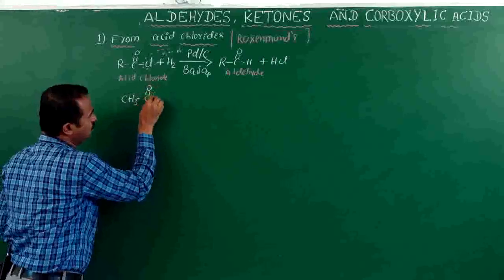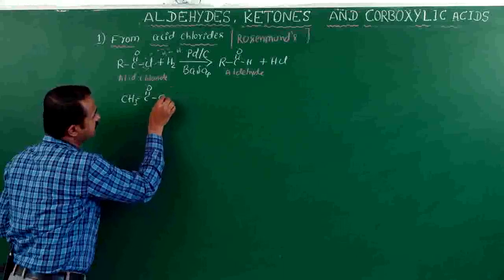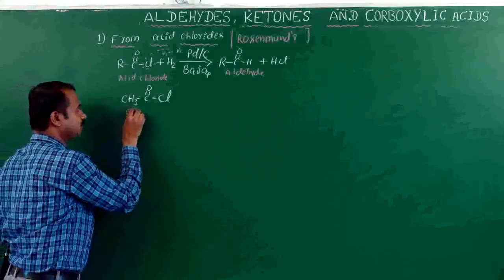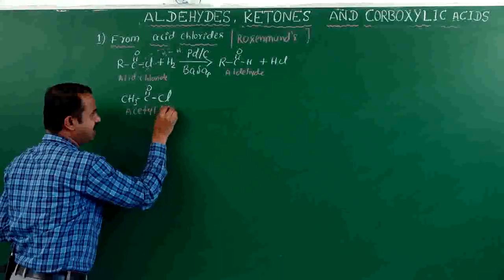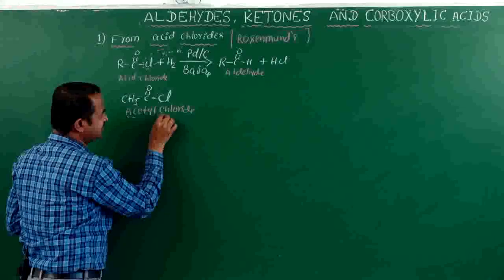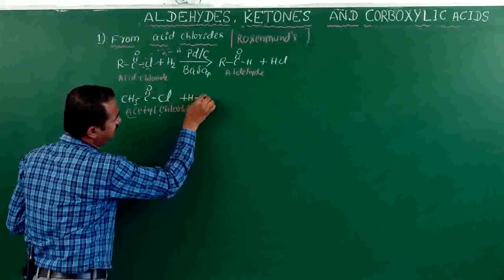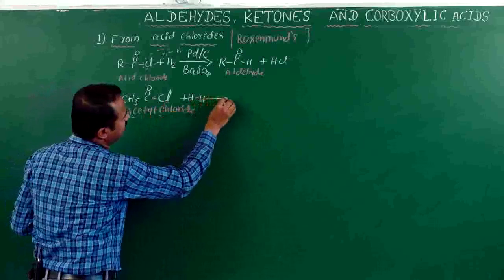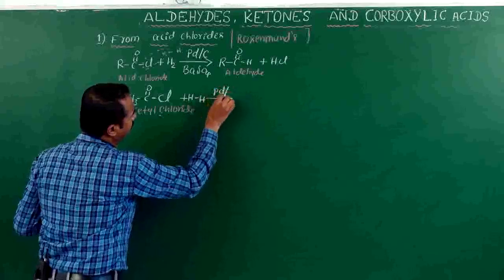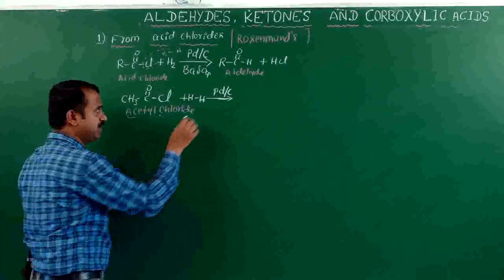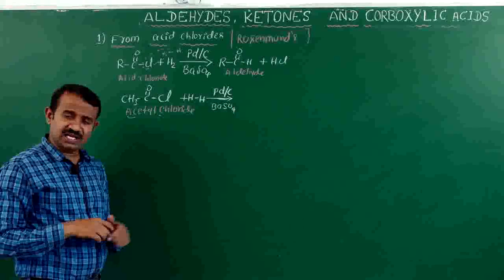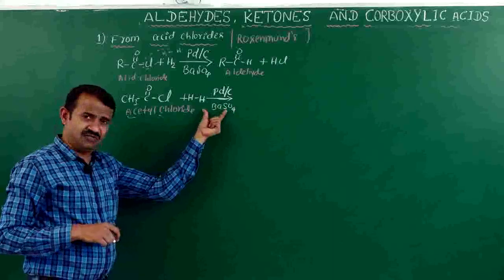CH3COCl. The name is acetyl chloride. Acetyl chloride reacts with hydrogen in presence of palladium on carbon, using quinoline or barium sulfate or sulfur.